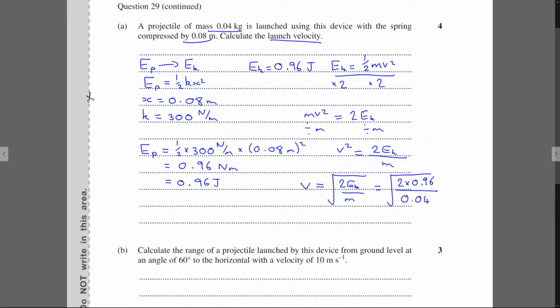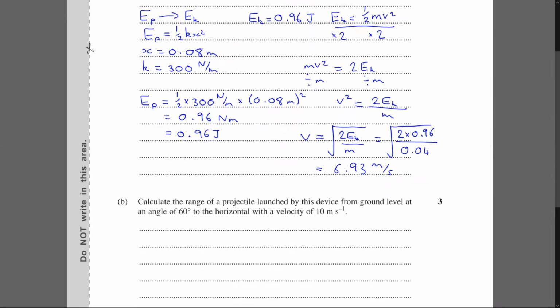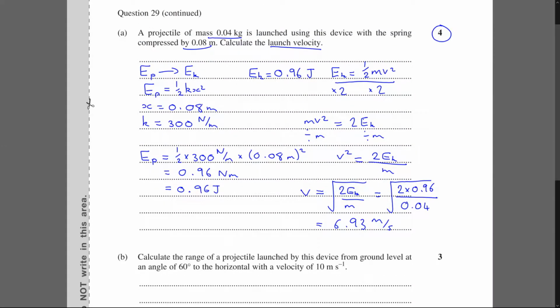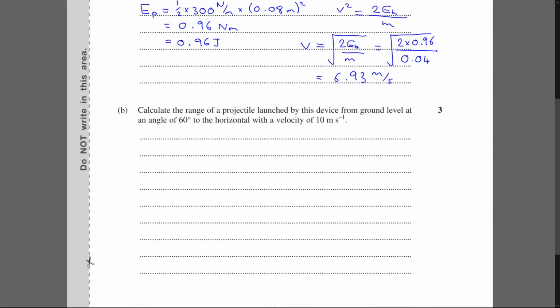I plug that all into my calculator and I get v is equal to 6.93 meters per second. So I had to use two equations there, my Ep equation and my Ek equation, to find the velocity. And I also had to assume that all of my potential energy is converted into kinetic. That's why that is a 4-mark question. So I think that tallies up with a 4-mark question. There's a reasonable amount of work and it wasn't too easy. So that's pretty good.